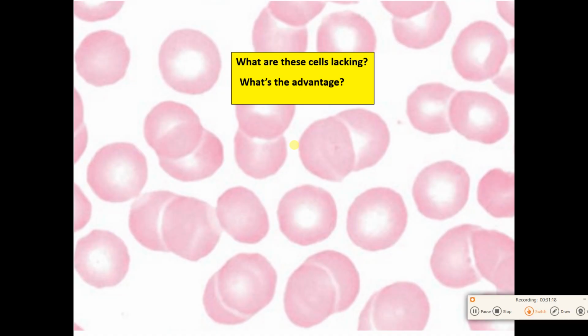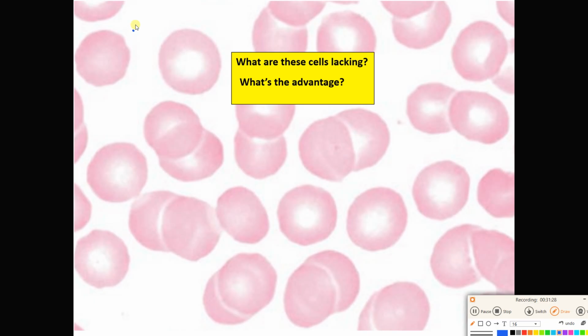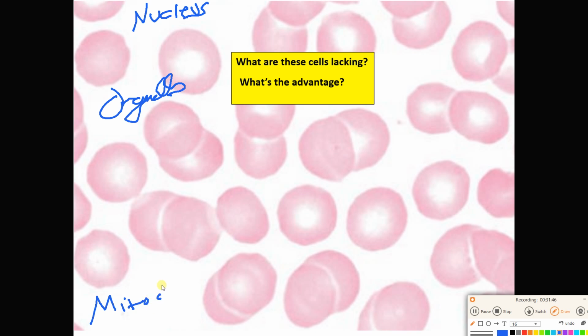All right, if I look at these red blood cells here, what are these red blood cells missing? They are missing a nucleus. What else are they missing? They are missing organelles. That says organelles. That's me writing in cursive. And what's your favorite organelle? Probably mitochondria. Now the downside of lacking the nucleus and organelles is you can't make new proteins, you can't divide.